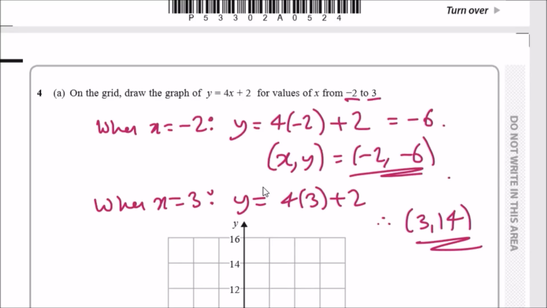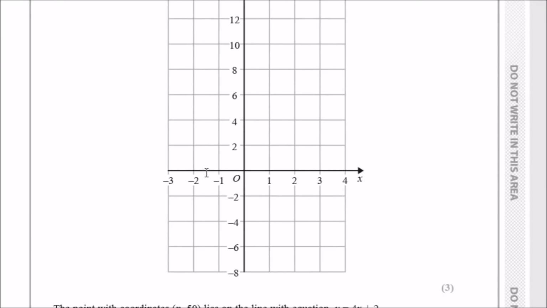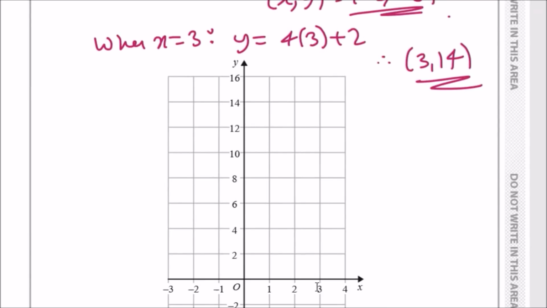And now all you want to do is literally just plot all this in. So (-2, -6). Let's go ahead and plot that in. So first we go minus 2 and down to minus 6. Put an x there. And lastly, go to 3 and go all the way up to 14.